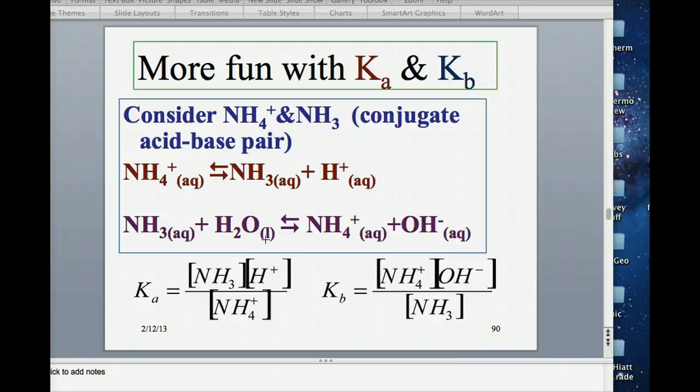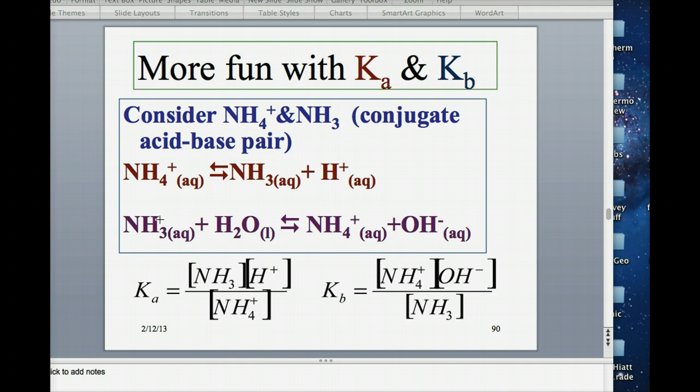Okay, so now we're actually going to put it all together. I want you to look at these two reactions. I know that one is an Arrhenius reaction, one is Bronsted-Lowry, but hopefully you can see that they're actually the same reaction in different directions. The first one is NH4, the acid, losing its H and making NH3 and H. And the other one is actually the opposite.